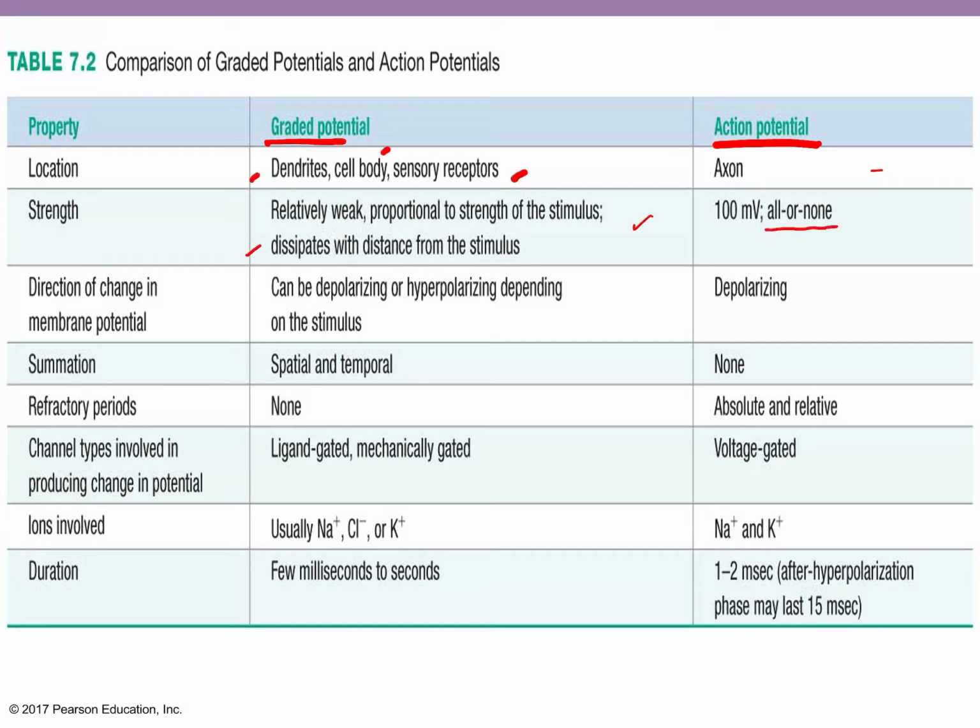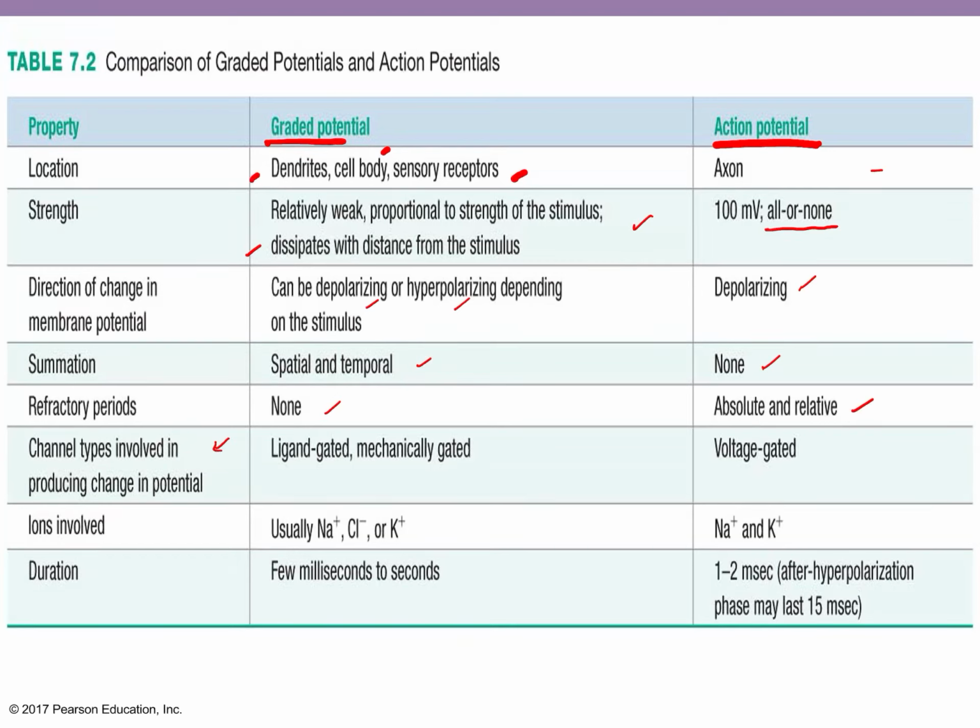So the direction: graded potentials can be depolarizing or hyperpolarizing, but action potentials are always just depolarizing, right? That first initial step, you have to depolarize. Summation, we know that graded potentials can be summed, and there's no summation that happens during action potentials because action potentials rely on graded potentials to reach threshold. There are no refractory periods in graded potentials, but there are 2 refractory periods in action potentials, and I haven't talked about that yet. I will go ahead and talk about that.